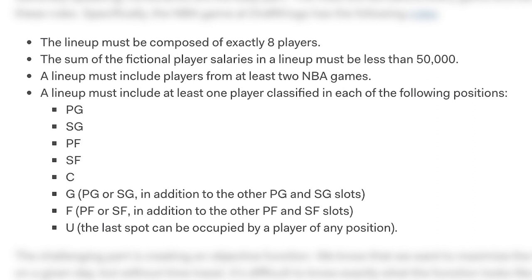A fantasy team must include at least one player classified in each of the following positions: point guard, shooting guard, power forward, small forward, center, guard, which can be either point guard or shooting guard, forward, which can be either power forward or small forward, and utility, which can be occupied by a player of any position.